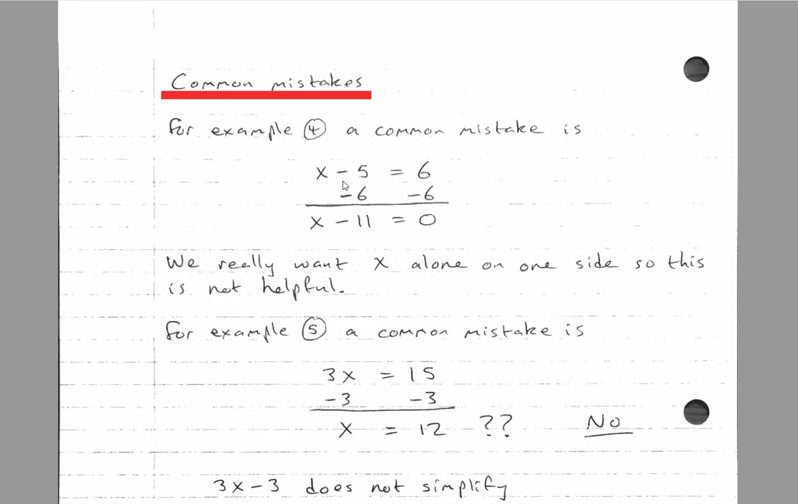Just to point out some common mistakes. For that first example, we see a 6 on the right, so it may be tempting to subtract 6 from both sides. Well, you get an equivalent equation, but it's not so useful. So x minus 11 equals 0. A better step is to add 5 to both sides to see that x equals 11.